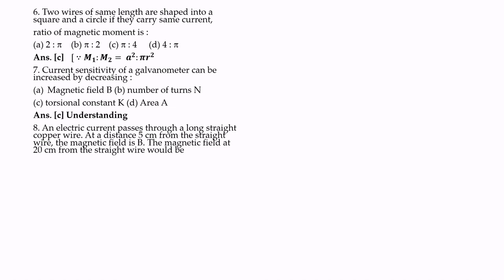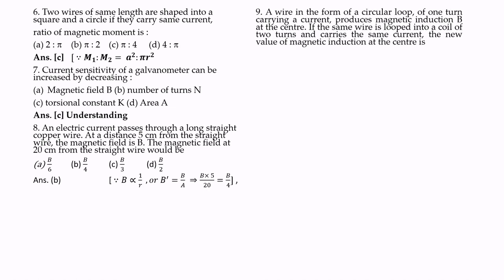Question number 8. An electric current passes through a long straight copper wire. At a distance of 5 centimeters from the straight wire, the magnetic field is B. The magnetic field at a distance of 20 centimeters from the straight wire would be? There are four options given and the correct answer is B, that is B by 4. We know B is inversely proportional to R. Therefore, B dash is equal to B into 5 divided by 20, which is B by 4. That is the correct answer.